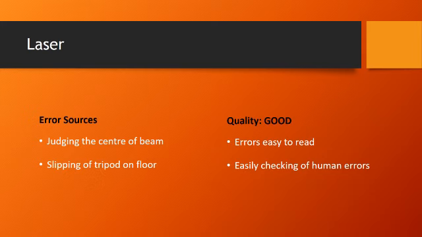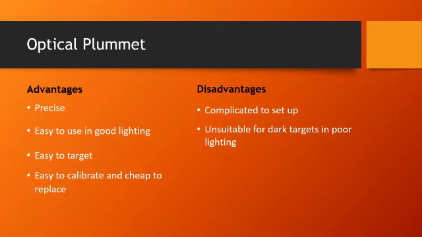I'll now hand you over to Carlton, who's going to tell you about the optical plummet and the methods we used to try and verify and test it. The optical plummet has advantages of being precise, easy to use in good lighting, and easy to target. It's also easy to calibrate and cheap to replace. A disadvantage is that it can be a little bit trickier to set up than the laser plummet. Also, it can be unsuitable for dark targets and in poor lighting.